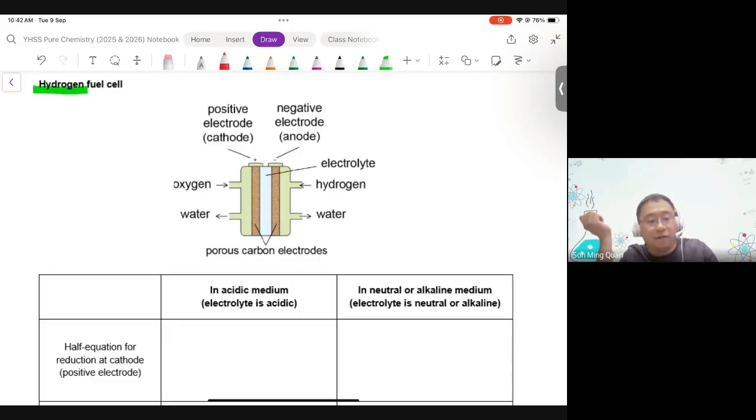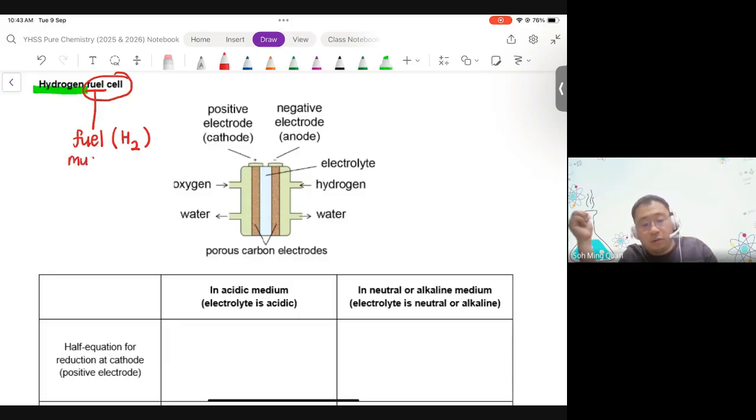Now, why do we call it a fuel cell? Why don't we just call it an electric cell? It is an electric cell, by the way. The difference is a fuel cell has fuel. The fuel in this case is H2. A fuel is something that you add. Like your cars need fuel, you pump petrol, petrol is the fuel. In this case, the fuel cell uses hydrogen as the fuel.